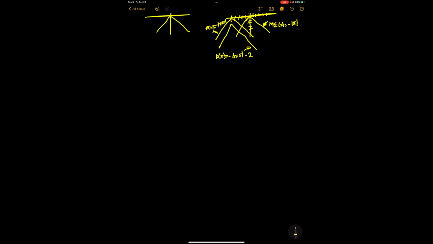Let's say I want to look at a different type of graph. Okay, let's say we do the graph of negative x cubed. So we know that math stats of x equals x cubed would be something like this, right?